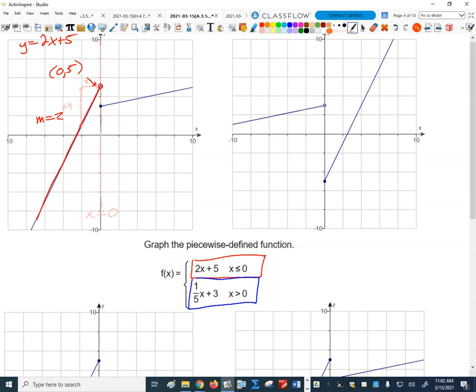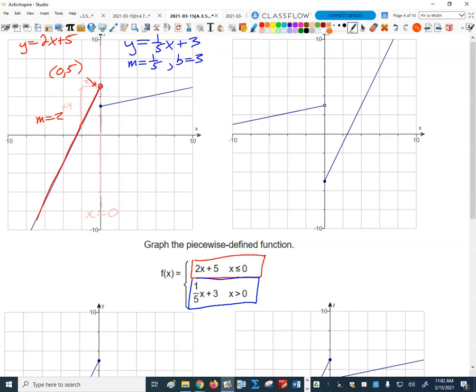How about the line on the other side? You might see a problem. We'll get to that in a second. How about the line on the other side? When x is greater than 0, so to the right of my boundary line, I've got the line y equals 1/5 x plus 3. Okay, so then that means for this one, we've got a slope of 1/5 and a y-intercept of 3.